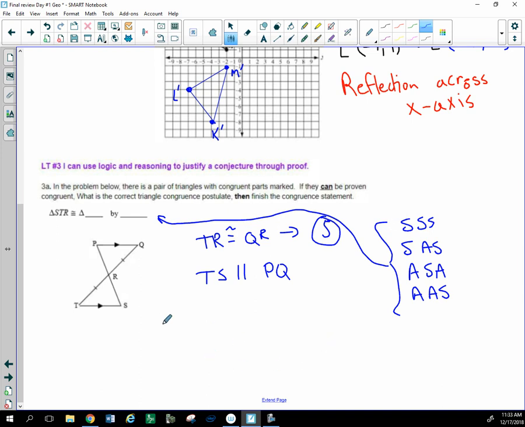Well, like I said, I can use vertical angles, and I think that would be the way I would go about this one. I would say that angle right there is congruent to that angle right there. So angle PRQ on the top triangle will be congruent to SRT by vertical angles. Okay, vertical angles.